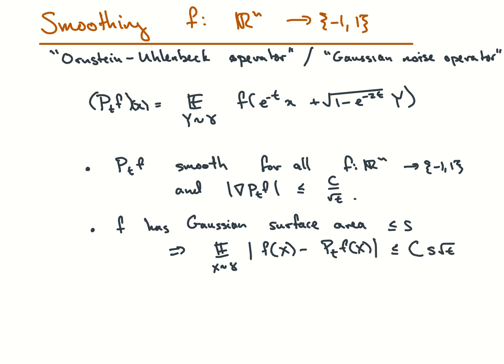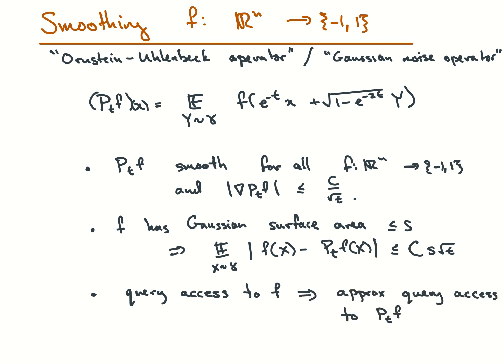then it's not changed too much. And let me point out one more final thing about this noise operator, which is that if we have query access to f, then we can simulate approximate query access to the smoothed f, simply by replacing this Gaussian integral with points sampled from a Gaussian measure. So now the idea is just, I take t small enough so that this term is negligible compared to the tolerances I'm interested in, and then for the rest of the argument, I'm going to work with a smooth function.